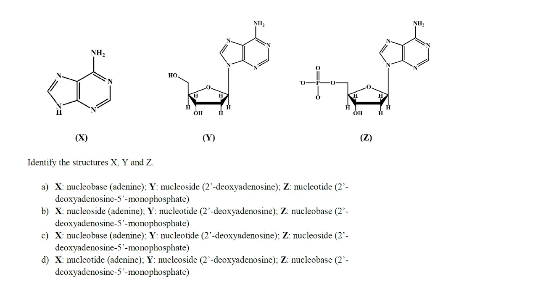Identify the structure of XYZ. It's a nucleobase, nucleoside, nucleotide. X is nucleotide, Y is nucleoside, Z is nucleobase. Okay, option A is correct. See, this is adenine, right? This is nucleobase. This is nucleoside. This is nucleotide. Once phosphate is attached, this is nucleotide. So option A is correct here.